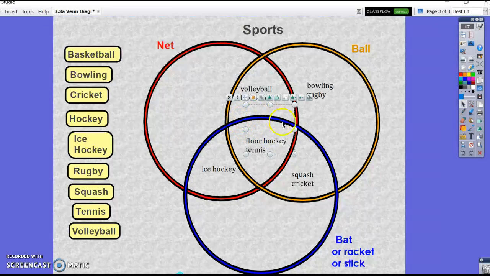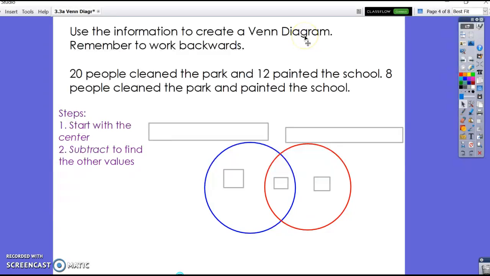Here in the middle, where all three areas overlap, right, you see the yellow, the blue, and the red portion. These are sports that use a net, a ball, and some type of bat. So for tennis, right, you need a net to separate the court, you need the tennis ball that you're hitting back and forth, and then you need a racket to hit the ball. So this is our Venn diagram. We want to be able to use a Venn diagram to organize information.